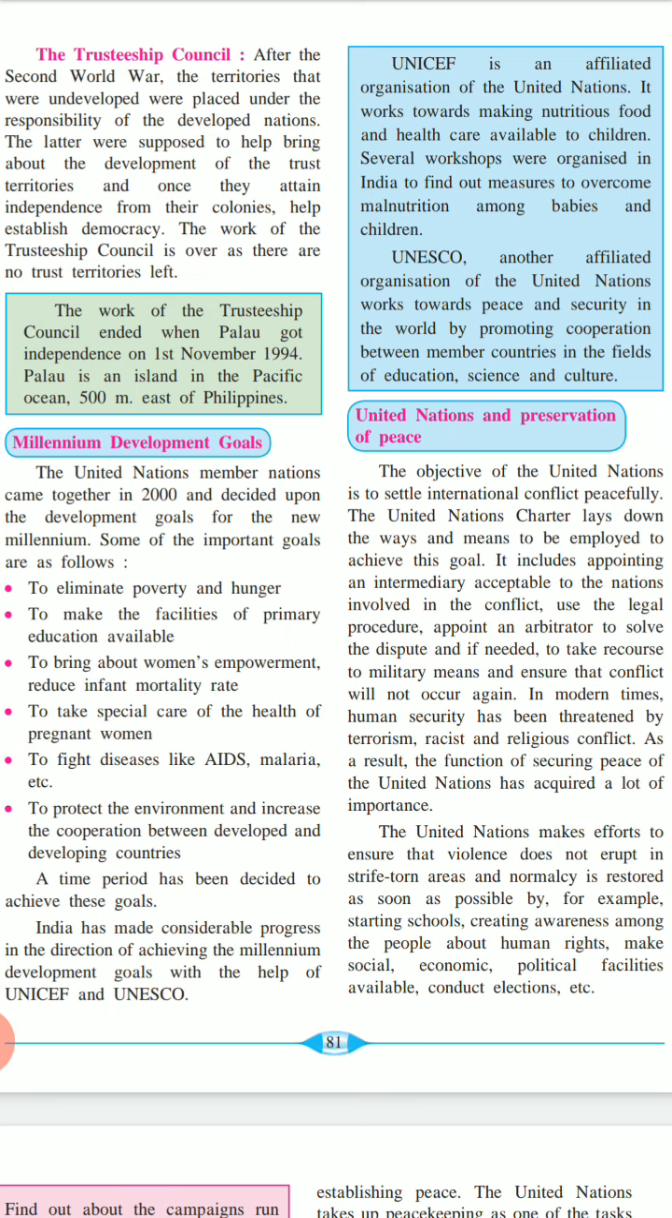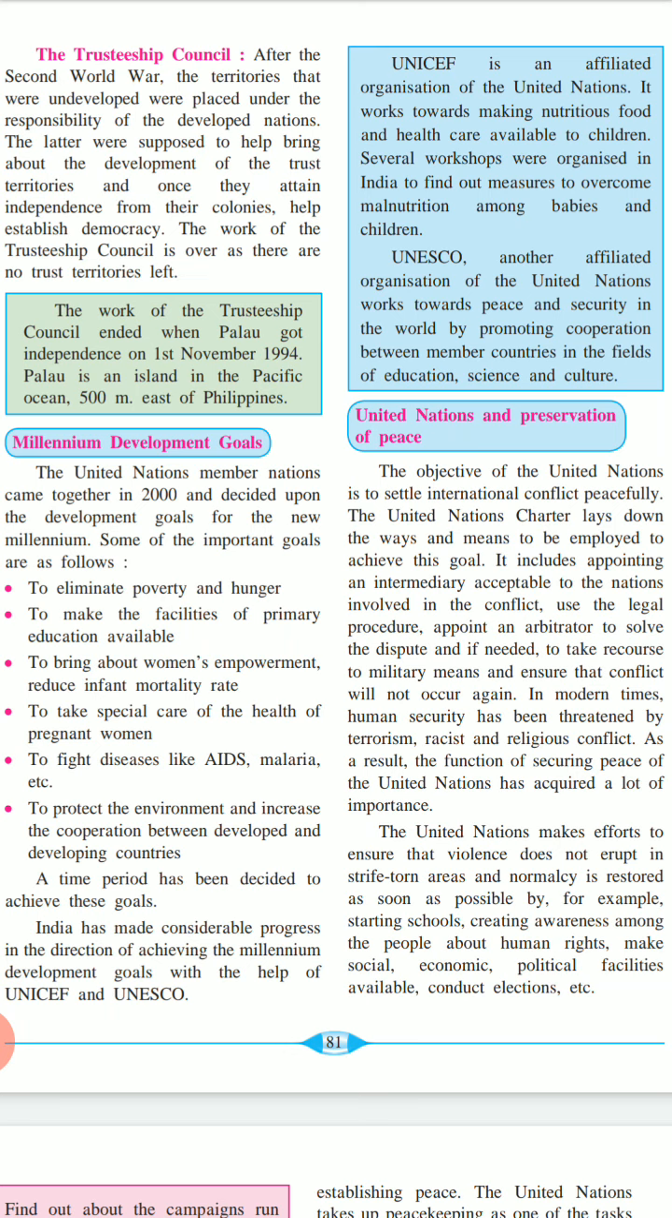Several workshops have been organized in India to find out measures to overcome malnutrition among babies and children. So UNICEF is taking care of matters related to children and infants.